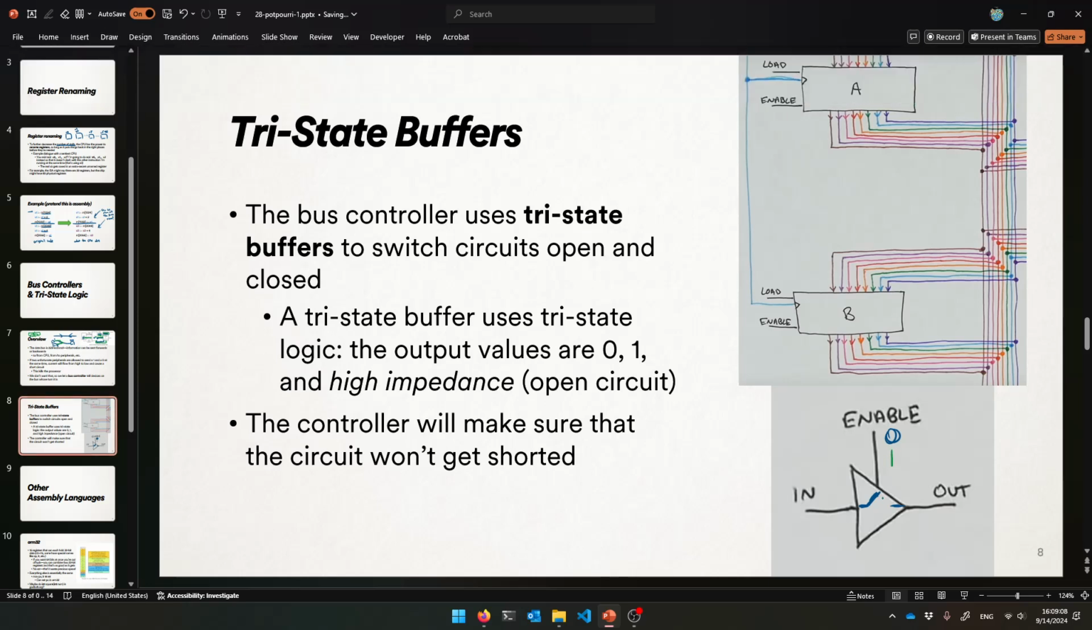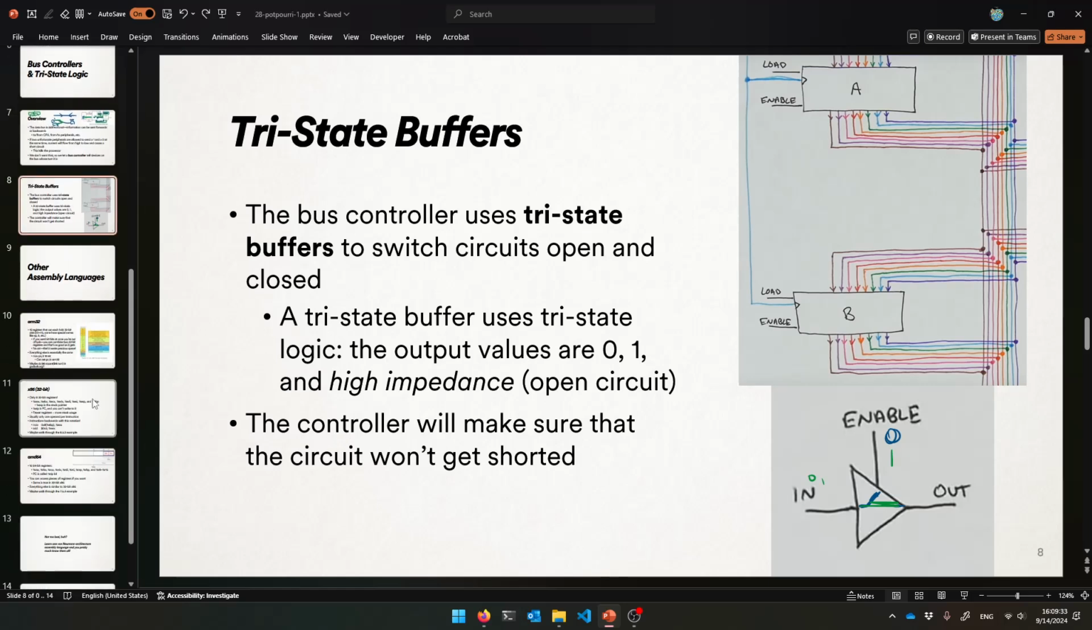If the enable is a 1, then in is connected to out, and you could send either a 0 or a 1, of course, along this. And then it's like it's connected, and you could send whatever you'd like. So there's kind of 3 options coming out of out. You could see a 0, you could see a 1, or you could see no electricity flowing at all. We call that high impedance, okay? And that makes sure people get cut off, and your circuit won't get shorted, and nothing blows up today.